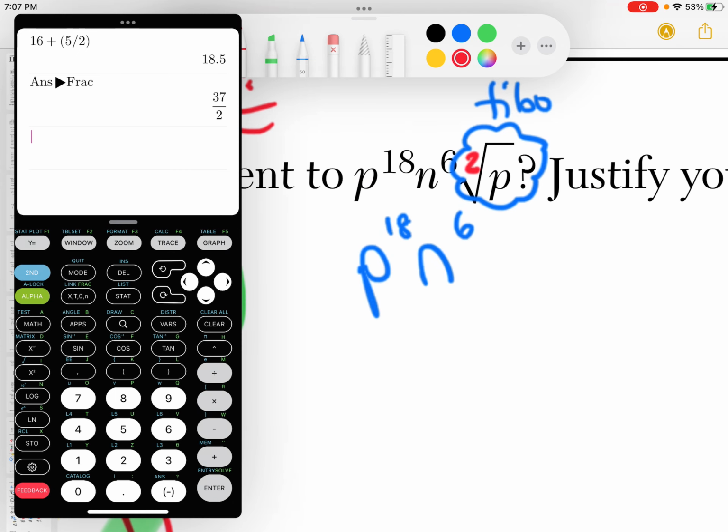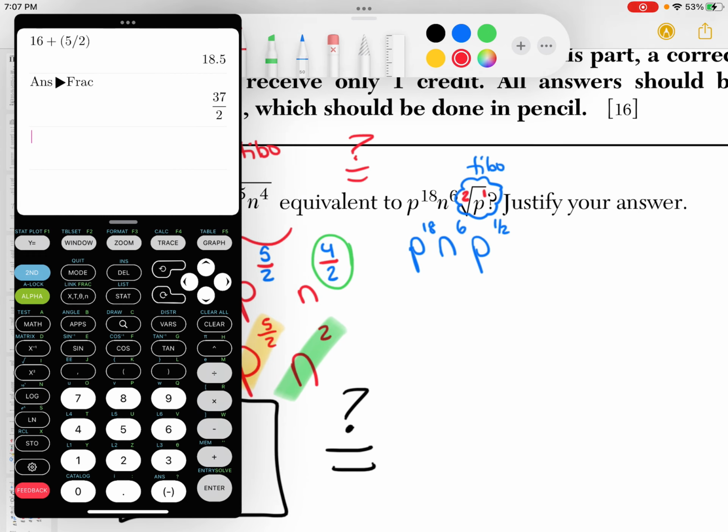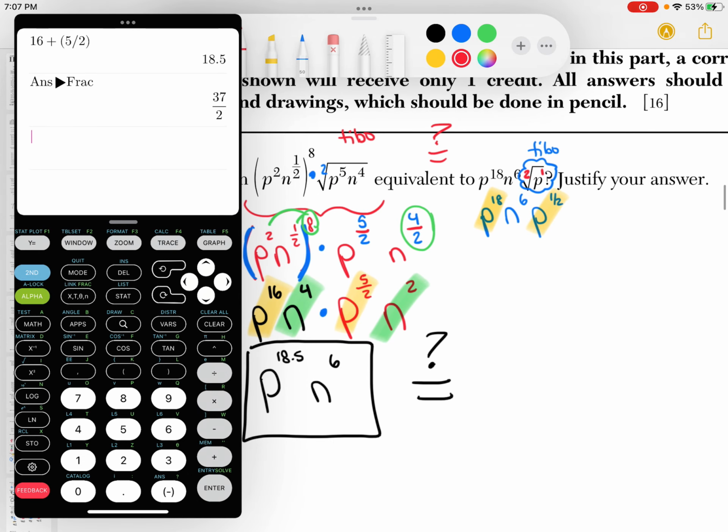Now they're all invisible numbers. This is a square root, and there's a 1 inside of the radical there. So this will end up being p to the 1/2. Now when I multiply my p's together, just like I did over there, I have to add the exponents. 18 plus 1/2 is going to be 18.5. So I get p to the 18.5, and the n to the 6th comes down.